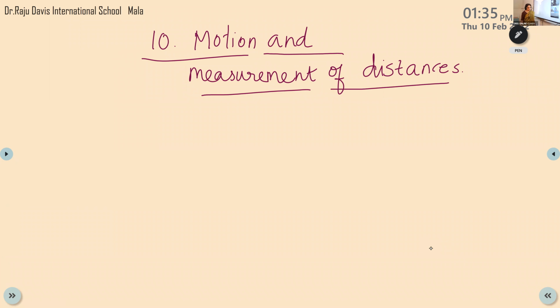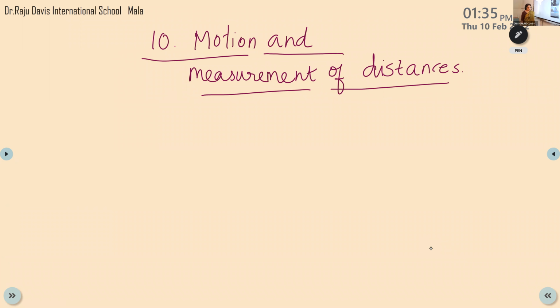How to use a scale for measuring length? What all things should you do while measuring the length of an object using a scale? I think we can do that in the offline class also, as an activity. So here we are going to discuss motion.